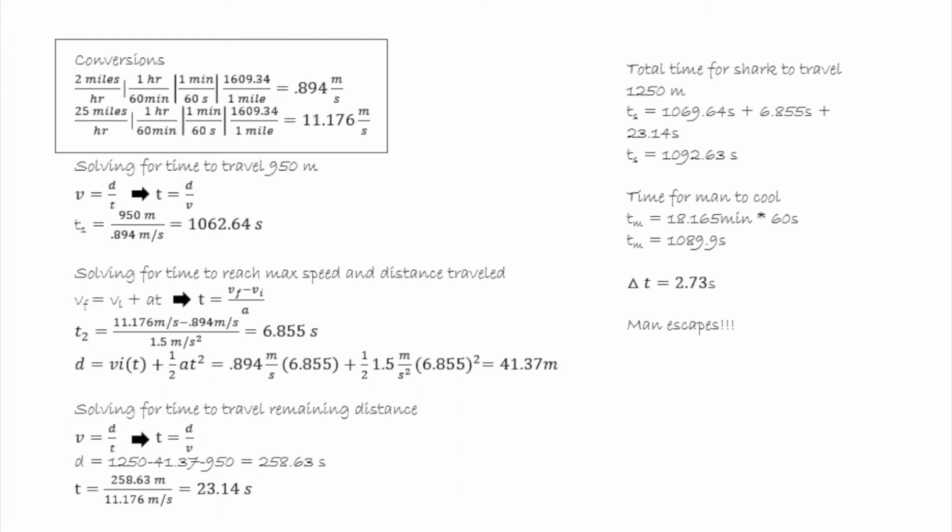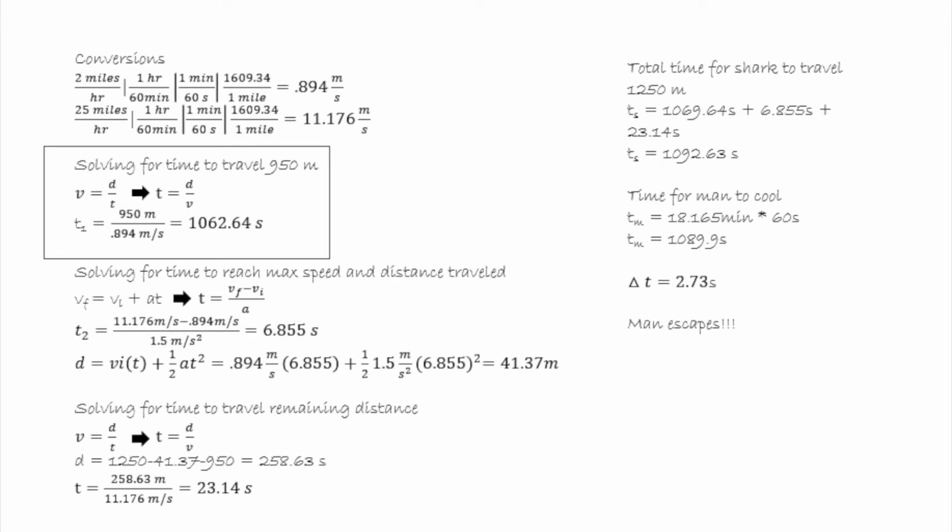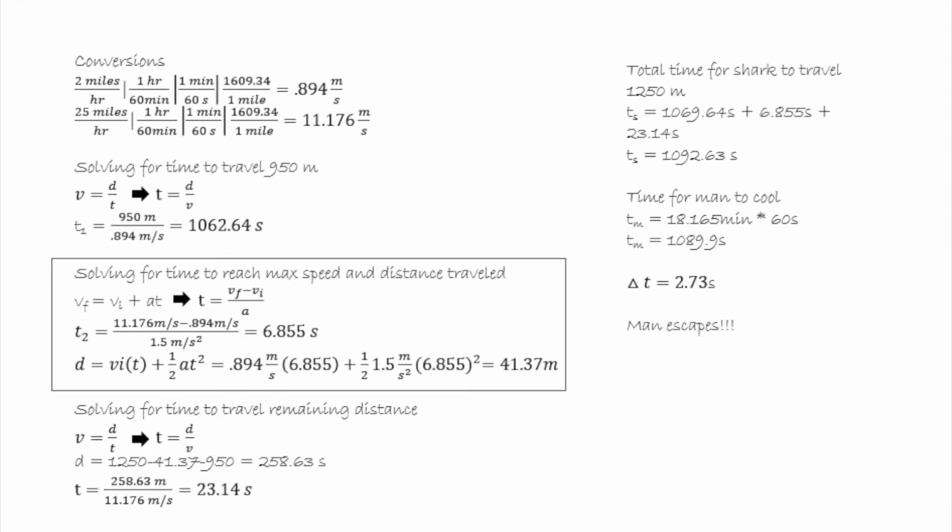Since the shark will notice the man 300 meters away, we can calculate how long it takes the shark to cruise to 950 meters. Rearranging v equals d over t, we find that it takes the shark 1,062.64 seconds to travel 950 meters. The shark notices the man and begins accelerating. Rearranging vf equals vi plus at, we can determine that it takes the shark 6.855 seconds to reach its top speed, 11.16 meters per second.